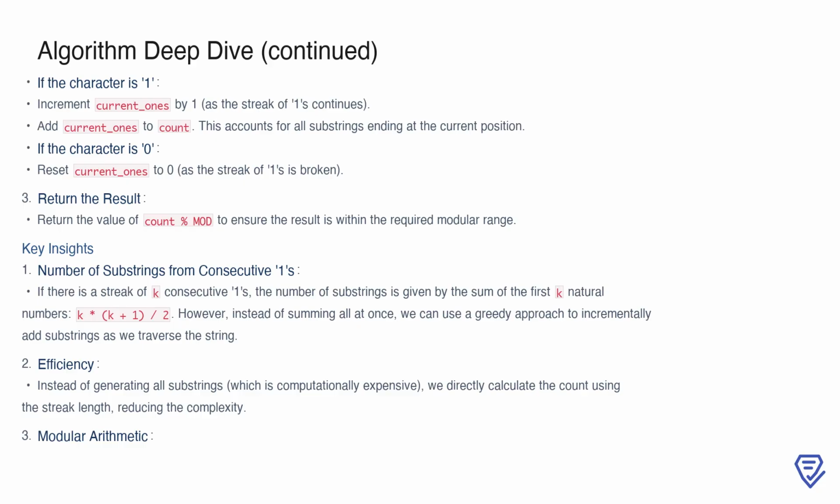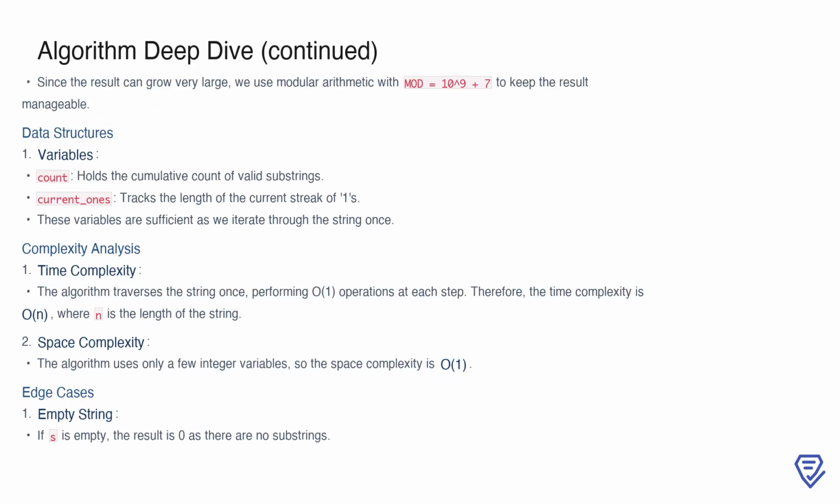This approach is efficient because it avoids the need to generate and examine each substring explicitly. Instead, it directly calculates the count based on the streak lengths as we move through the string. The greedy approach works because the number of substrings that can be formed from a streak of k consecutive ones is simply the sum of the first k natural numbers, which can be expressed as k*(k+1)/2. However, instead of calculating this sum all at once, we incrementally add current_ones to count during the traversal, which is computationally faster. Using modular arithmetic ensures that the result remains manageable even when the input string is very large.